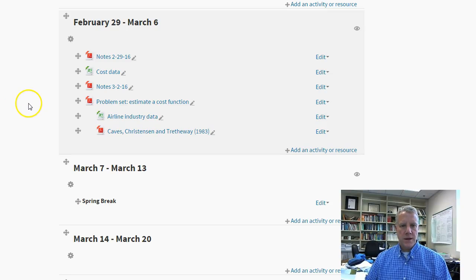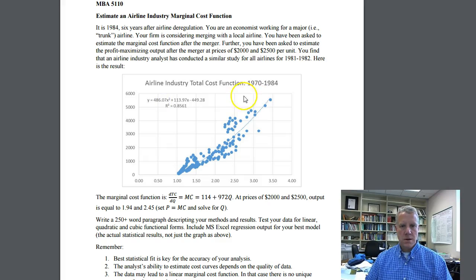Hello, so I've got the next problem set for you, and it's really not a problem set. It's more like a research assignment. So let's take a look. All right, we're going to estimate an airline industry marginal cost function.